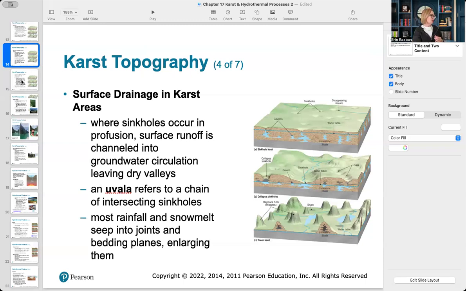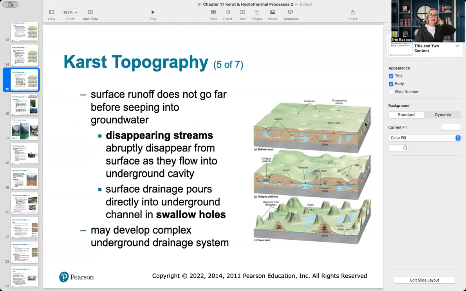So let's talk about how this happens. And this graphic here shows a great example, okay? So first we have disappearing streams, okay? Then we start to have sinkholes and caverns underneath. And as this progresses, these sinkholes get deeper and deeper. And in the advanced stages, we call this tower karst, okay? So we need to address first, and I'll go into further, the surface drainage in these karst areas.